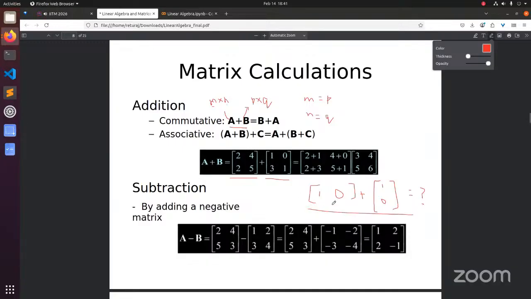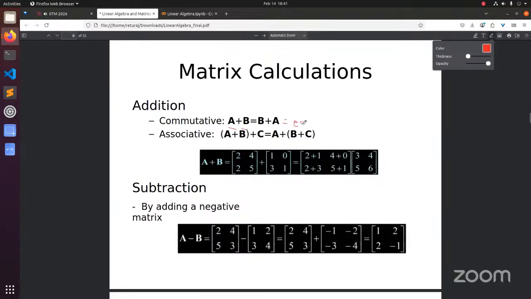What is the size of this matrix? 1 cross 2, and this one 2 cross 1. So you can see that the sizes are different. Even though the numbers look very easy, they have only 2 elements, but you cannot add them. So you can only add matrices A and B when they have the same size, and then you can always switch which one you add first, A plus B or B plus A. They will always be equal.